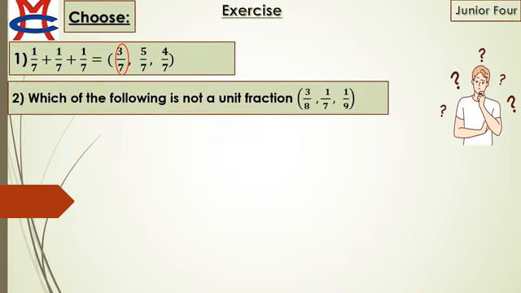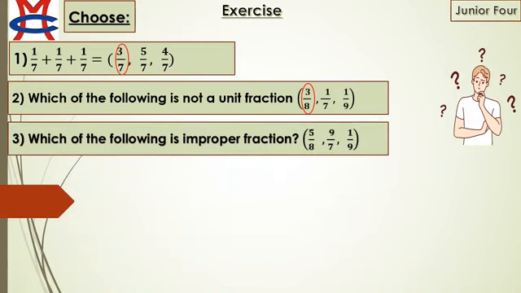Number 2, which of the following is not a unit fraction? We stop on unit fraction. What's the meaning of unit fraction? It's a fraction whose numerator equals 1. In this example, we want a fraction that is not a unit fraction. Its numerator does not equal 1. So we choose 3 over 8. This fraction is not a unit fraction because its numerator does not equal 1. So we choose 3 over 8, or 3/8.